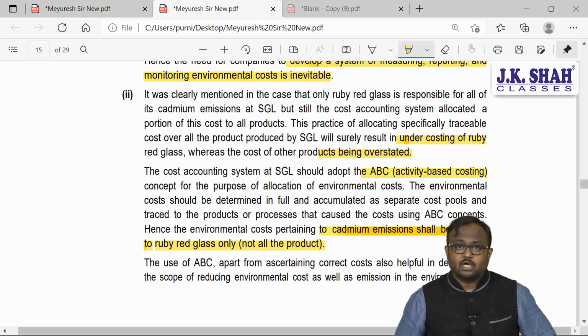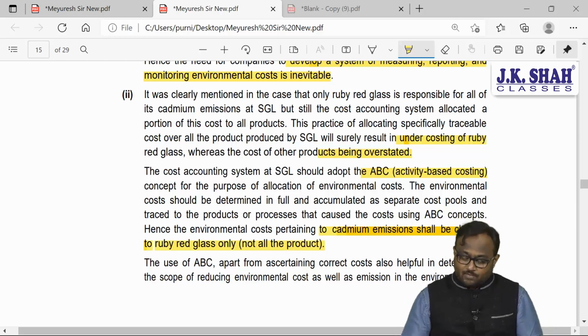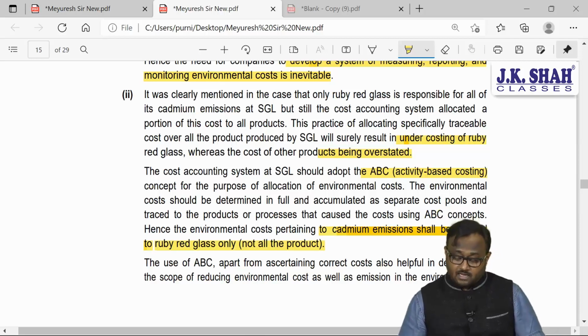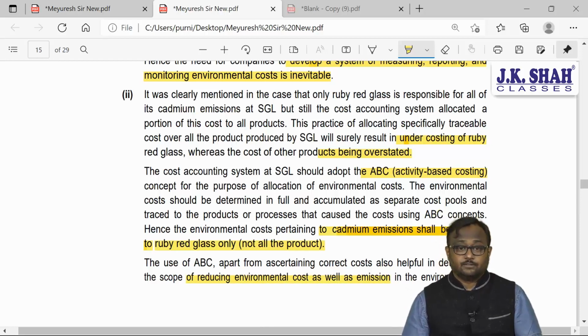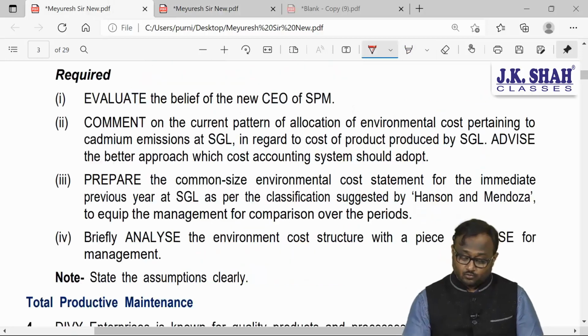So the cost will be charged exclusively in the glass manufacturing unit. So my other cost structures will be unaffected, and the environmental cost will get charged to the right department, and it will reduce the burden of environmental cost on the entire organization. That was point number 2.